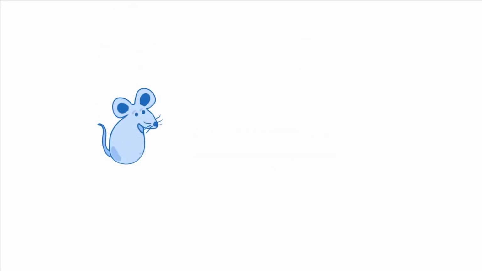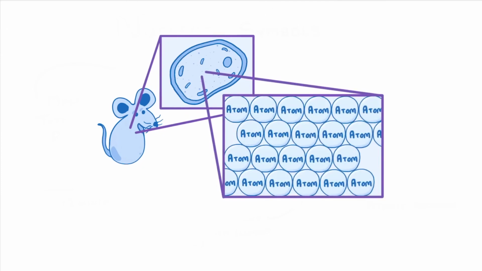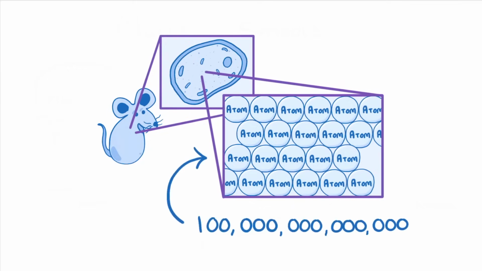Now, just like living organisms are made up of lots of tiny cells, everything, whether it's living, non-living, or even a cell itself, is made up of lots of tiny particles, which we call atoms. In fact, they're so tiny that a single cell probably contains more than 100 trillion of them. And in today's video, we're going to explore just what these atoms are and what they're made of.